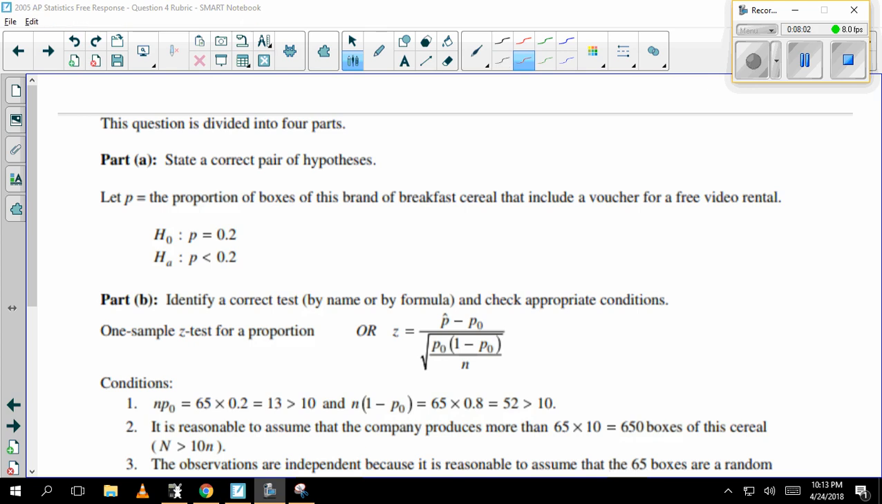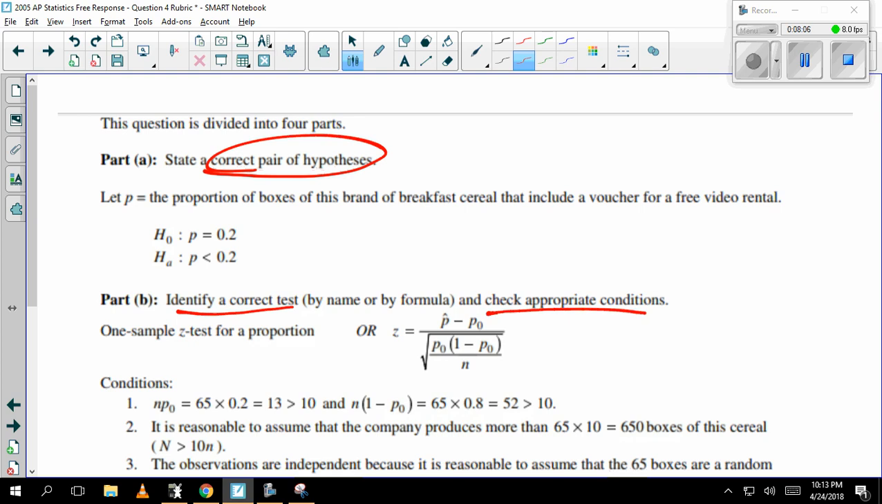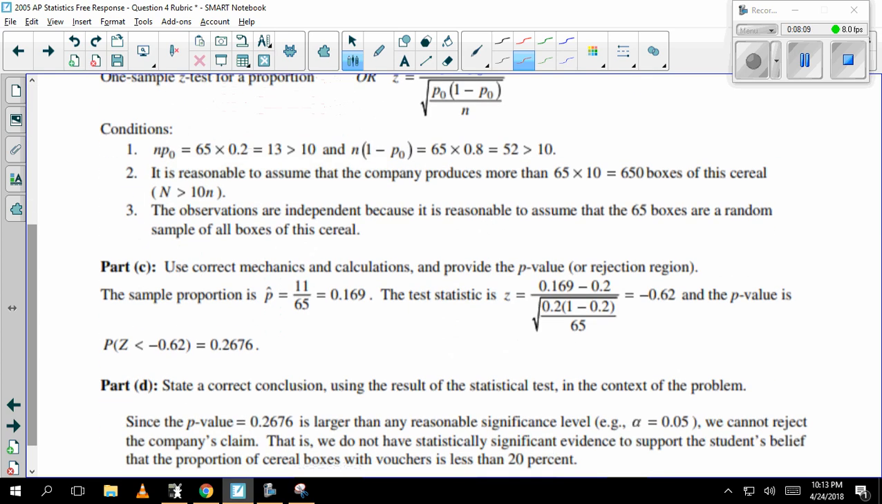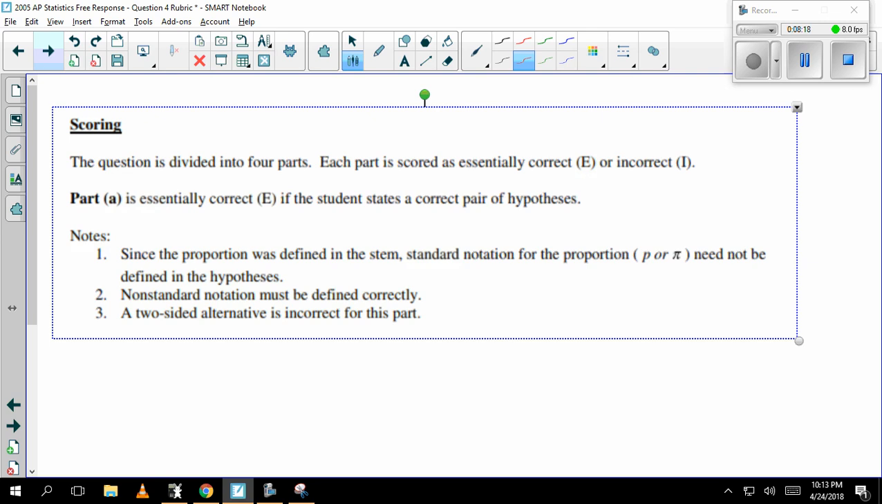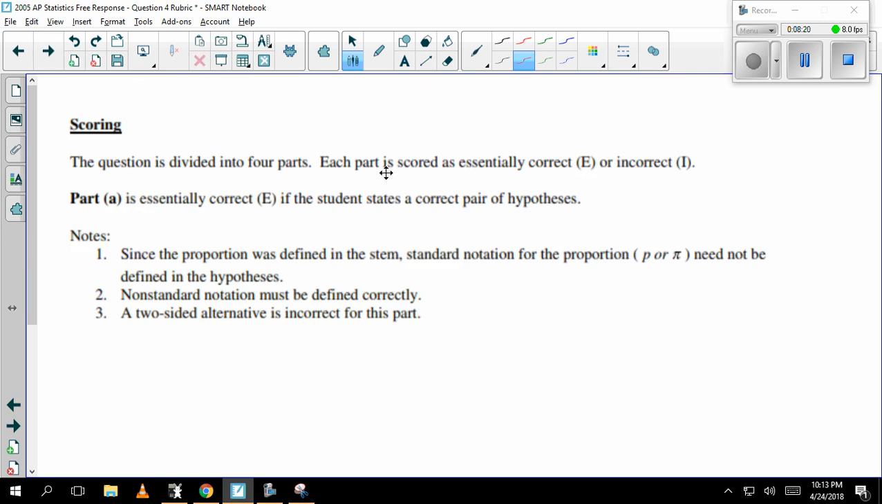They want you to have a correct pair of hypotheses, identify the test and check the conditions, use correct mechanics and math, and then give me a conclusion in context. And so let's look at how the grading would work. For the first part, each part is either going to be an E for essentially correct or an I for incorrect. It's essentially correct if you state a correct pair of hypotheses. In other words, if you didn't do that, you got an incorrect.